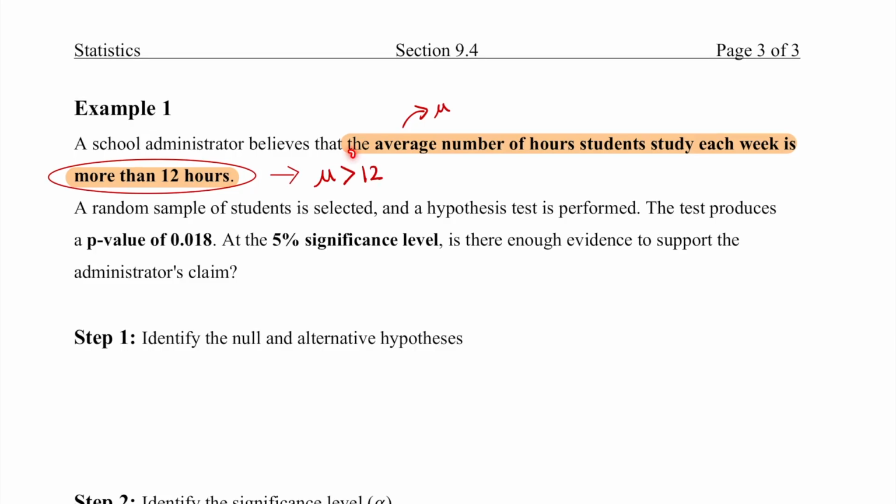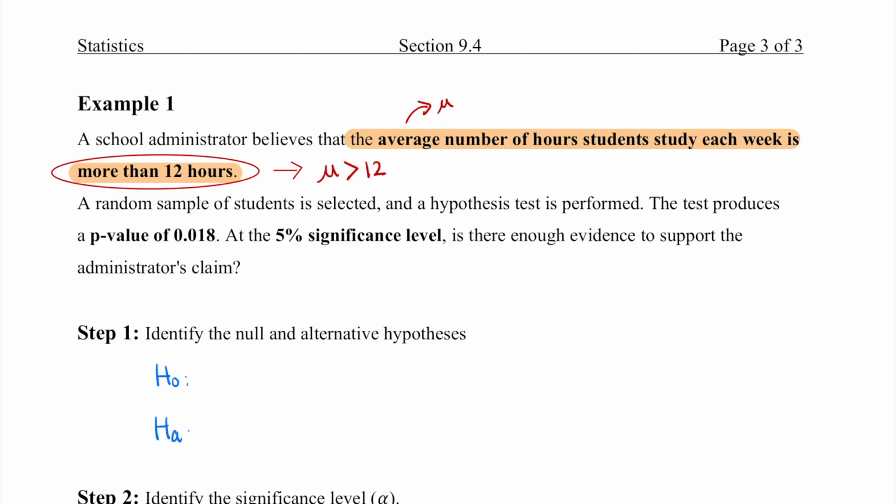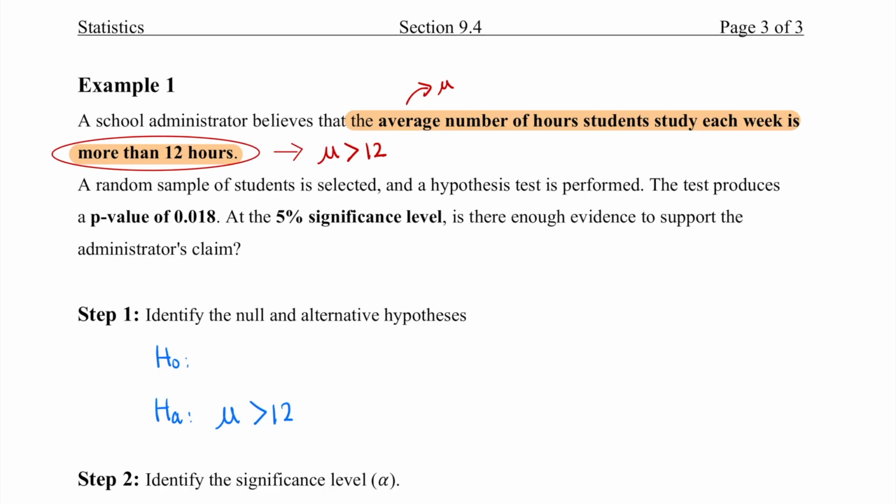This is my alternative hypothesis because the alternative hypothesis does not contain the equality sign. And the null hypothesis always contains the equality. So mu equals 12. Notice that the null hypothesis always includes the equal sign. That's a good way to check that you have written your hypothesis correctly.